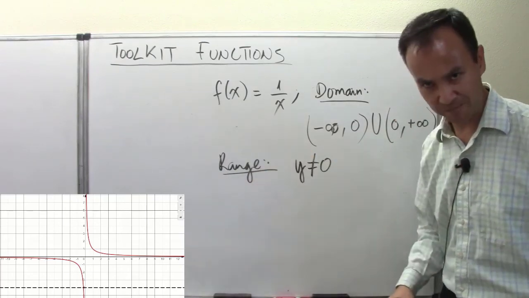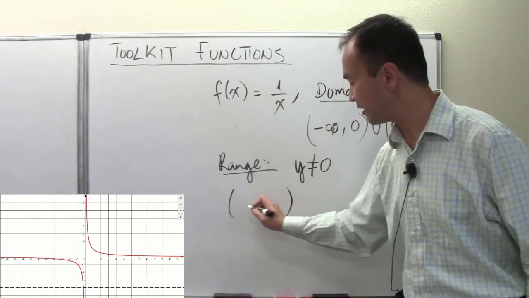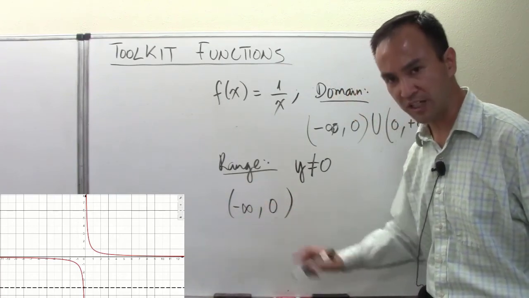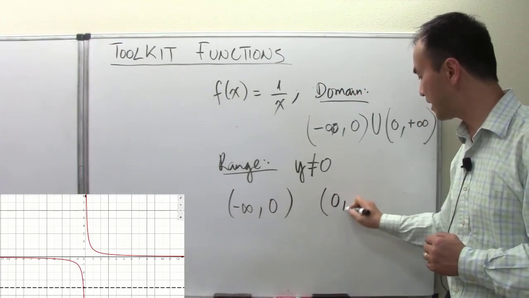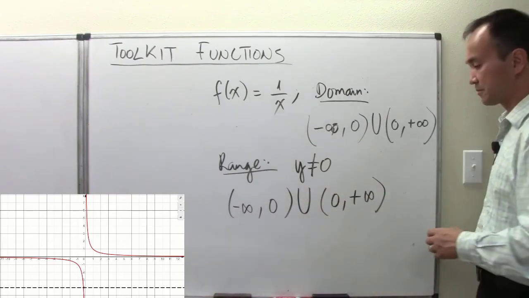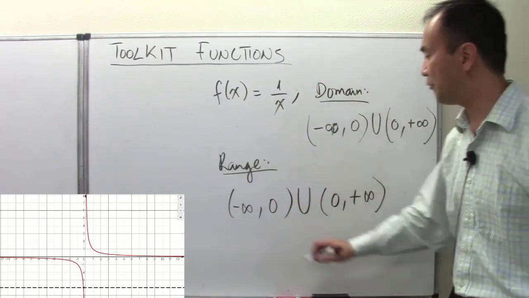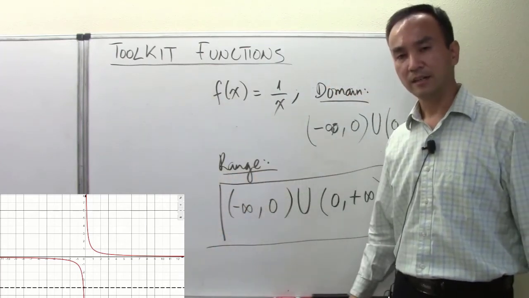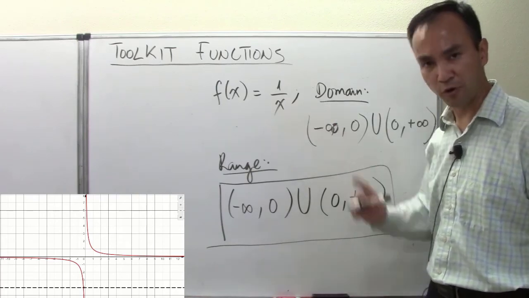That's the logic. So now putting that in interval notation. I see two zones vertically. Between negative infinity and 0, that's one zone right there. See, it's still on the graph. And then vertically, there's another zone between 0 and positive infinity. These two separate intervals are united together. Now that's our formal range of this function, the reciprocal function here.